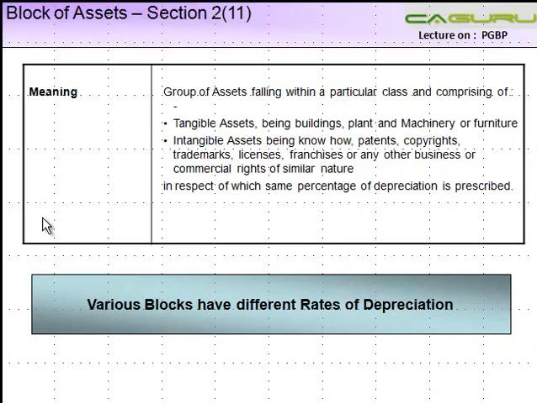You have buildings on which depreciation is allowed. You have plant and machinery on which depreciation is allowed. You have furniture and fixtures on which depreciation is allowed. And you have intangibles on which depreciation is allowed, right? Now, basically, when you allow depreciation on various assets, these are categorized in the Income Tax Act into different blocks, right? So what is the meaning of block?